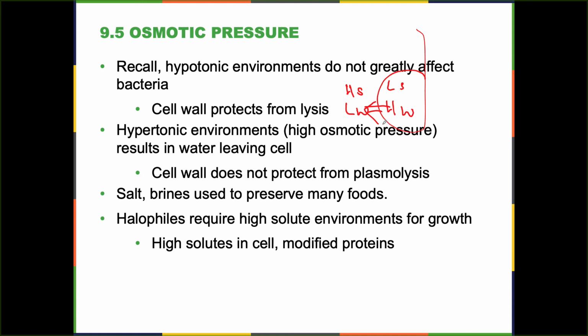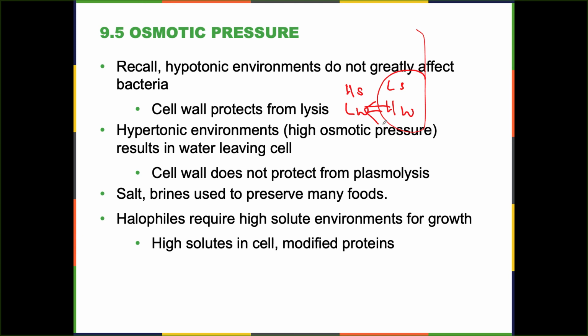Halophiles require high solute environments for growth, right? So these are just like thermophiles, just like acidophiles. They don't just like high salt environments, they need it, because they have modifications or adaptations that allow them to survive there. They typically balance the outside environment by making high solutes on the inside. They have proteins that are modified such that they can work in these hypertonic environments, right?